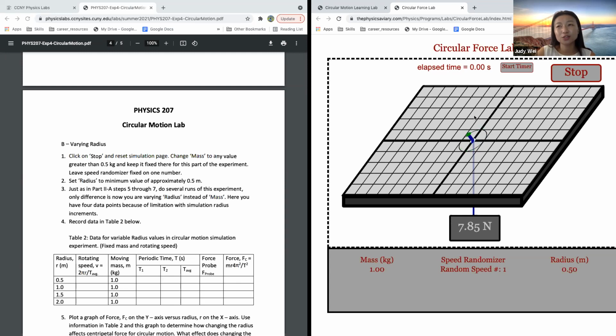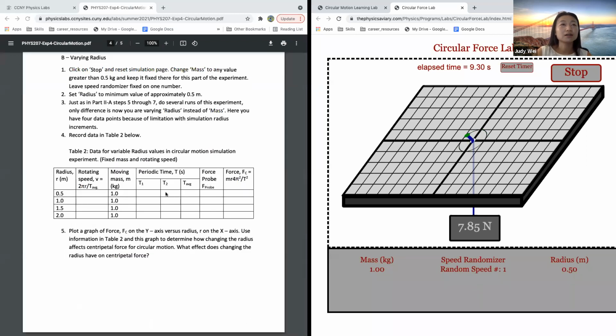Then you do the second trial, count for 20 revolutions and start timing here. Then divide it by 20, or you can count for 10 and divide it by 10. Put the number here and you have t average. So still record the force probe and use the equation to calculate centripetal force. You finish the second table. Let's see how many data points you want to have. You have 4, so basically you have all these 4 data points.